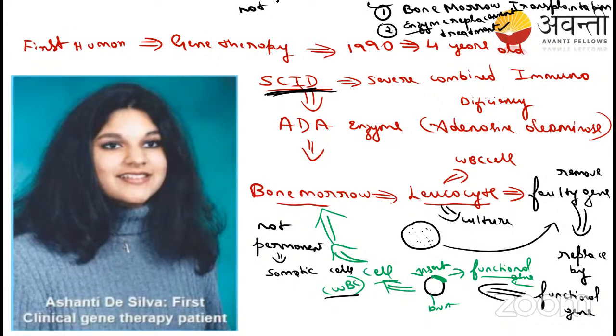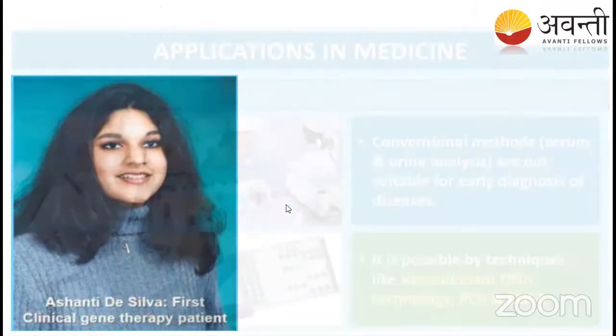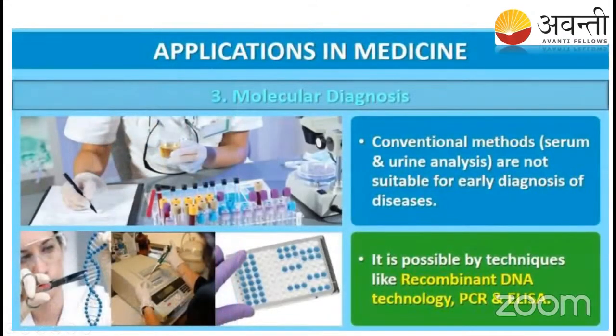Both are not a permanent cure. That is the reason they have to do the same thing at the embryonic stage. Adding the gene in the embryonic stage is the permanent cure. So this is about gene therapy. If you have any questions, you can ask me, or we'll go to the next.